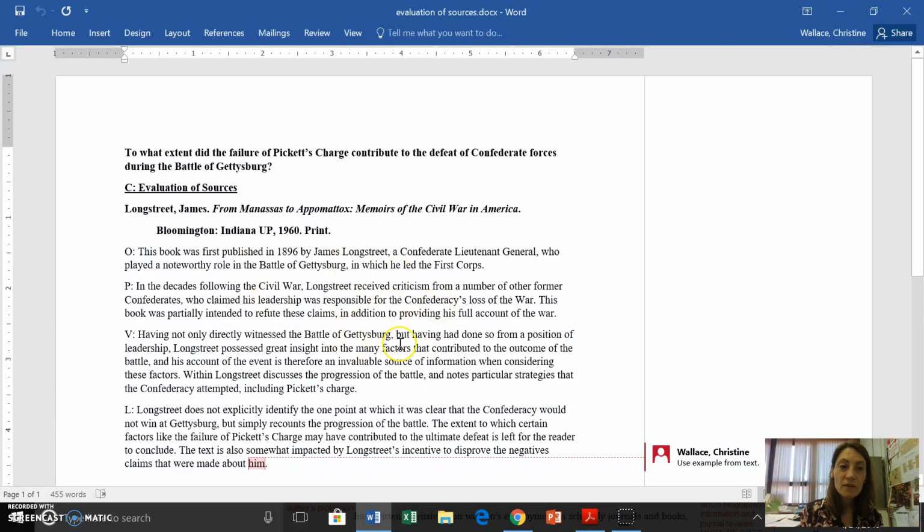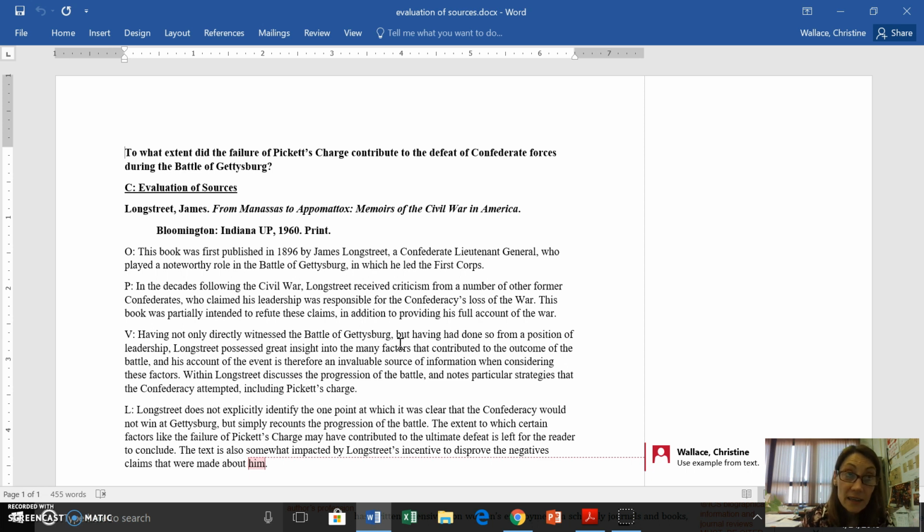The example that I have in front of me is from a student from a while ago, and I'm just using it as an example because it's short. It's a student who is currently a senior. John Ferrante is the student. The question is, to what extent did the failure of Pickett's charge contribute to the defeat of Confederate forces during the Battle of Gettysburg? So his question is related to the Battle of Gettysburg in 1863.